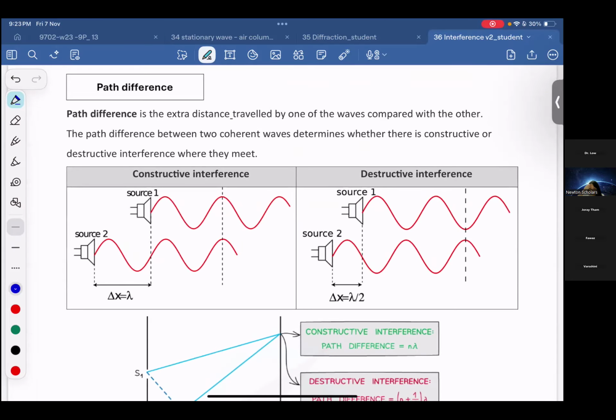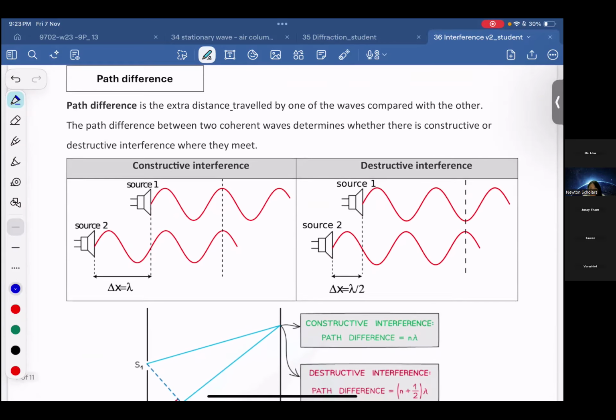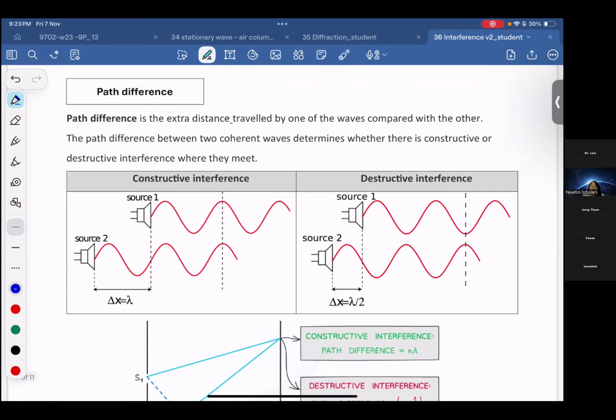Previously, what we learned is called phase difference, between two phases, the distance between them in how many degrees or radians. This is called path difference. Path is the distance, the extra distance that one wave travels compared to another. The path difference between two coherent waves helps us understand whether at the end we will get constructive or destructive interference when they meet up.